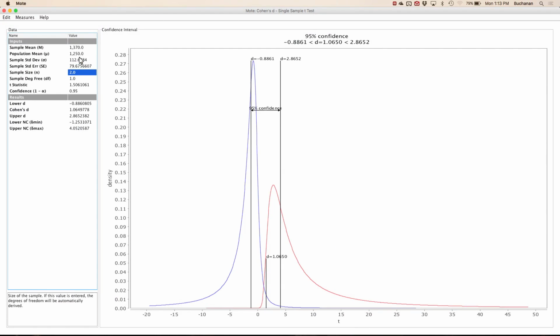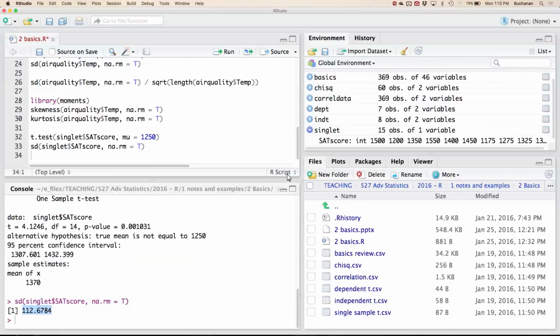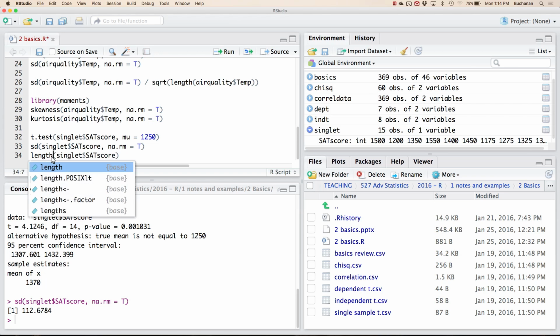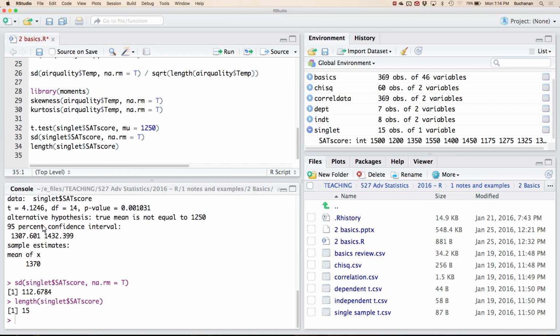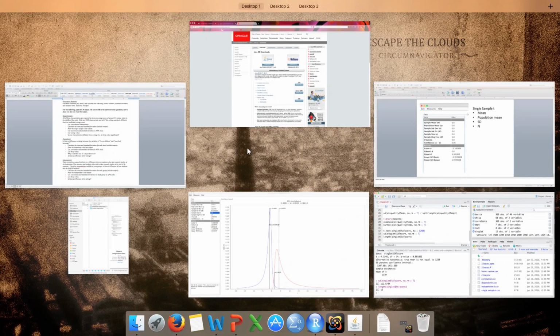And then n. So how do I figure out n? Well, you could do it 2 different ways. You can look at how many people are in the single sample T. So it says 15 observations, so that's n. Or if you aren't sure, remember the code for n is length, and then the column name. If you spell it right. Length? Yeah. Oh, yeah, I don't have it spelled right. You're correct. Okay, so there's 15 people.